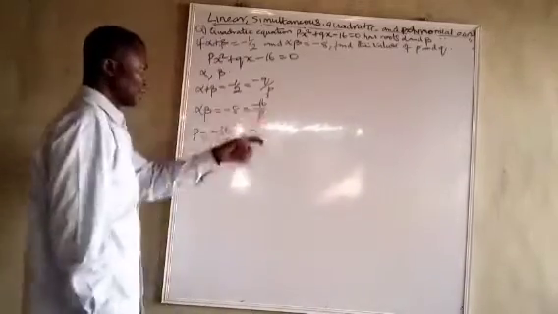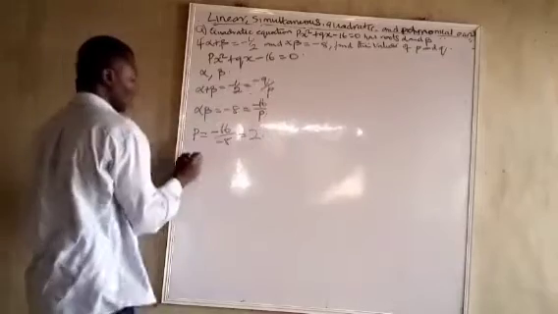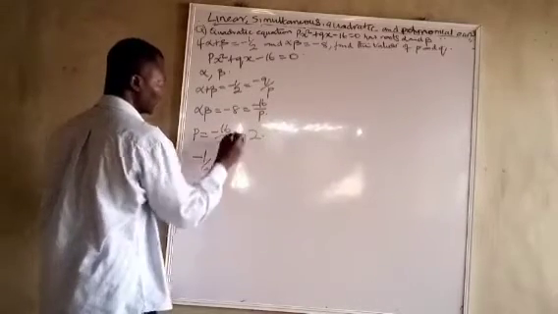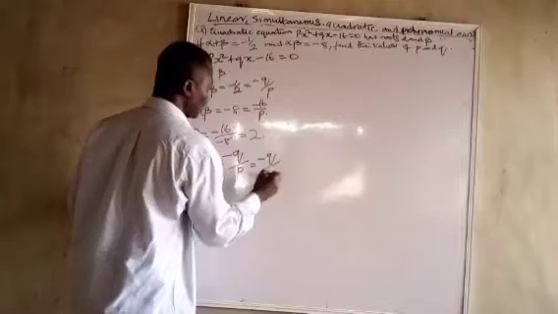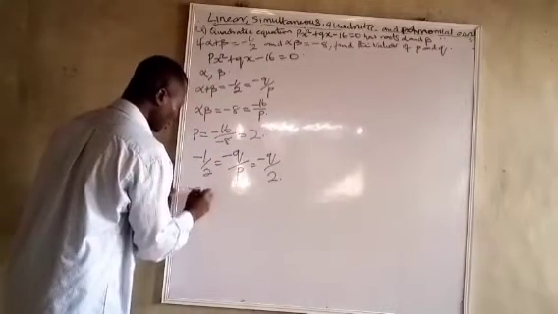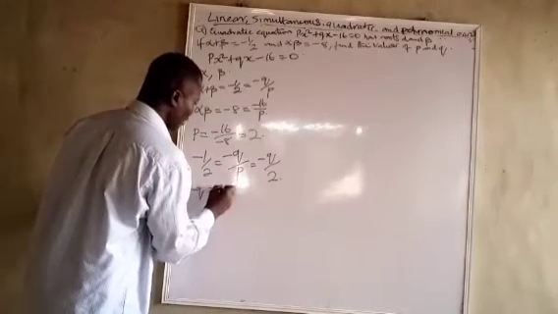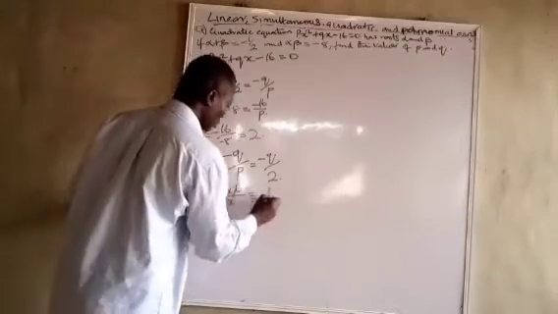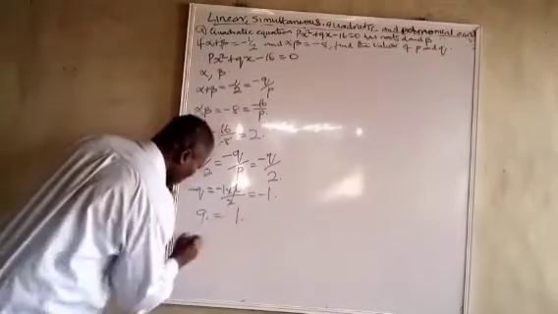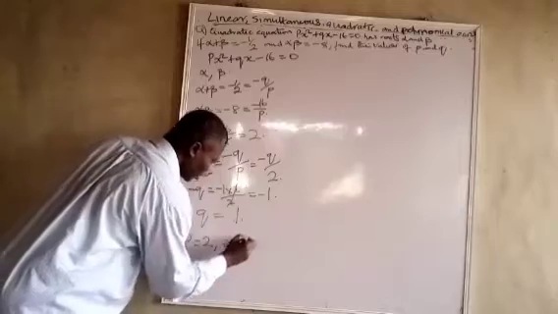Now, I will put p in the original equation. So I have minus half equals minus q over p, which is minus q over 2. So minus q is equal to minus 1 times 2 over 2, which is minus 1. So q is equal to 1. p equals 2, q equals 1.